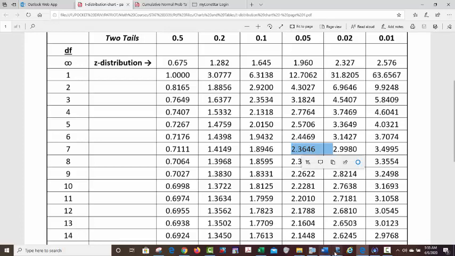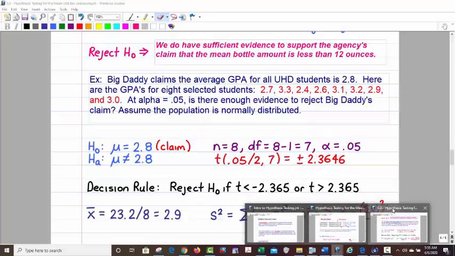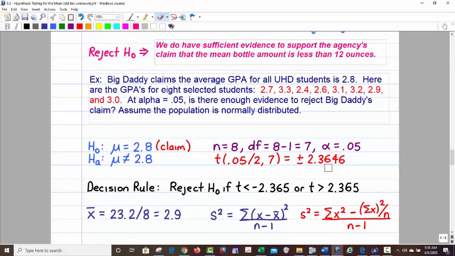$2.3646, or I just rounded to 2.365. But yeah, there it is. It's plus and minus 2.3646. So we're going to reject the H0 if t is less than negative 2.365, or if t is greater than 2.365.